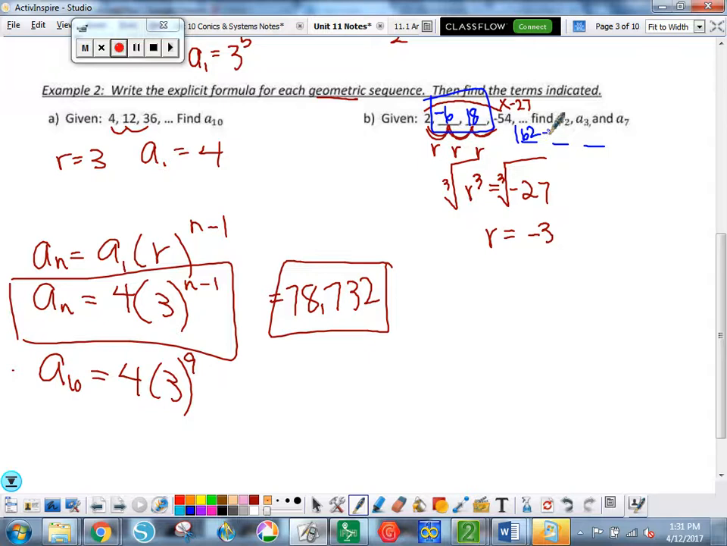Negative 486. And then our last one would be a positive. I'm pretty sure it's 1458, yeah?